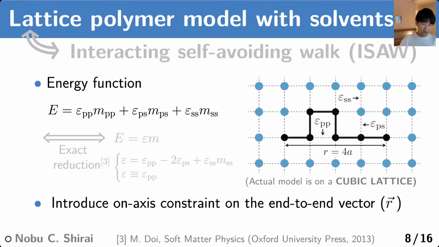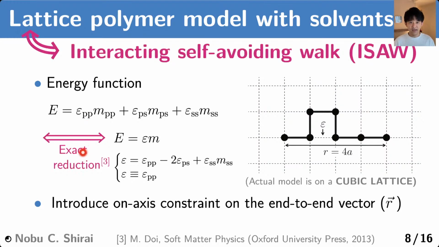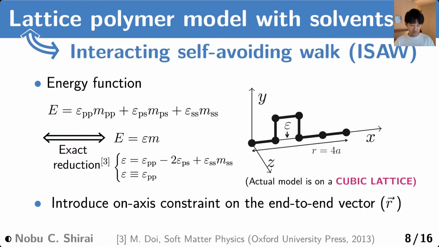Based on the well-known reduction technique, which can also be found in Professor Doi's textbook, we can exactly show that we don't have to deal with three interaction parameters, but one epsilon is enough to analyze this model, and the converted model is called the interacting self-avoiding walk. Now we only have this epsilon, and we put that onto a three-dimensional cubic lattice.